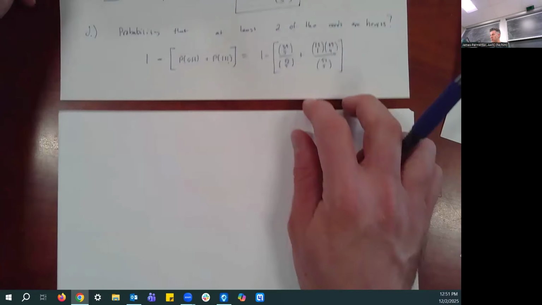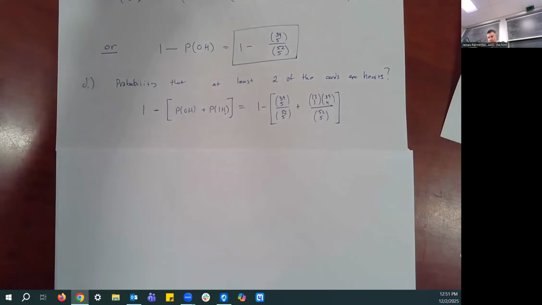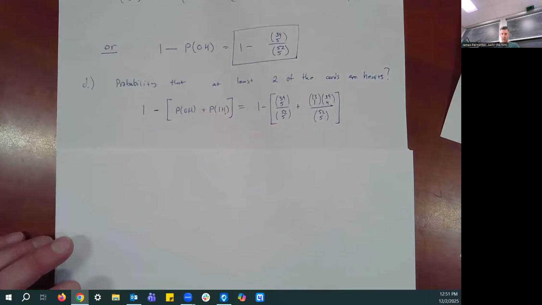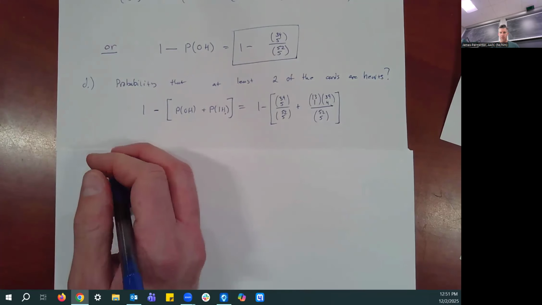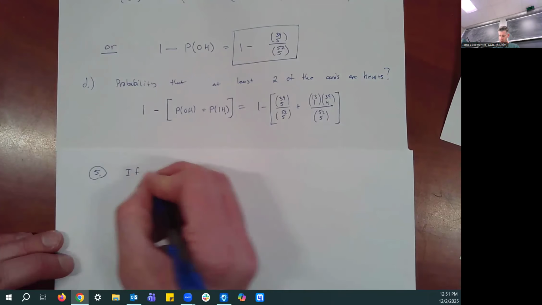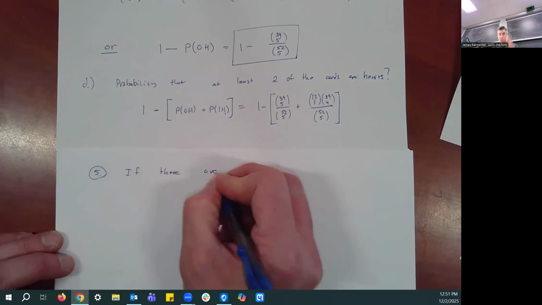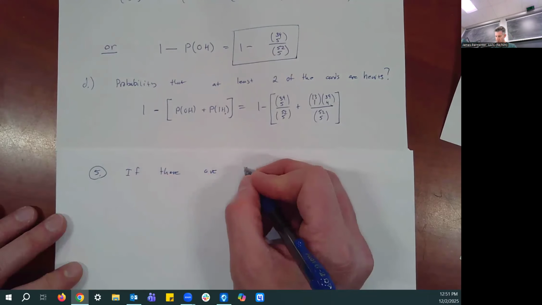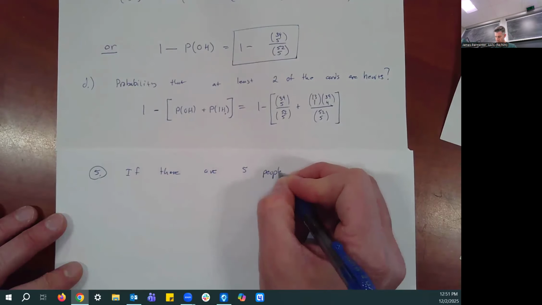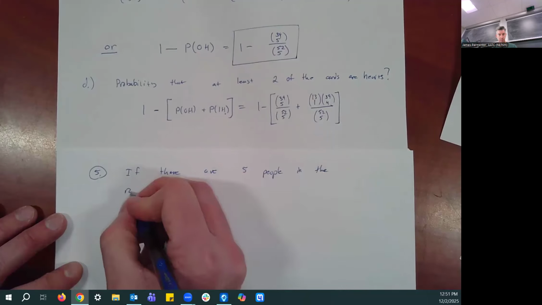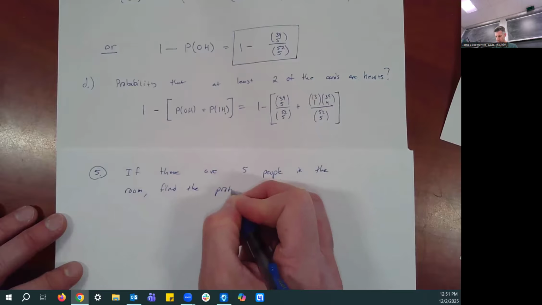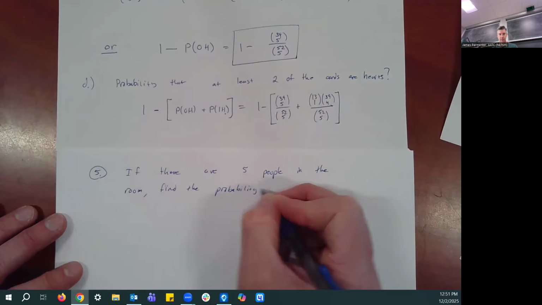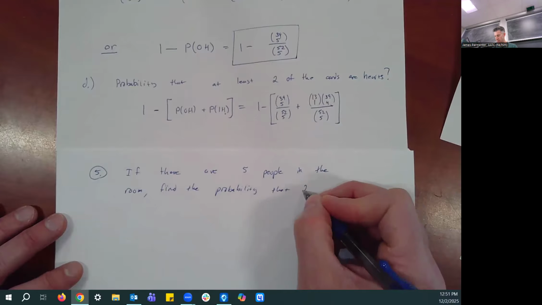So here's a question that is kind of interesting, I think. So let's look at this example here. If there are 5 people in the room, find the probability that 2 people have the same birthday.